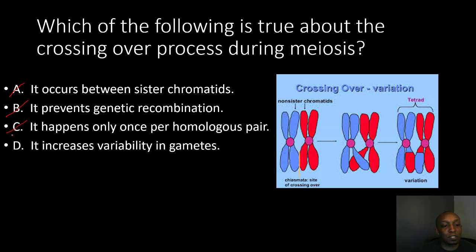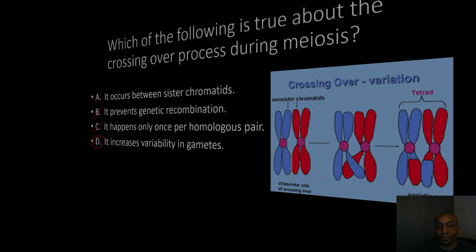So our most likely answer is going to be D. It increases variability in gametes. And the way it does that is when these non-sister chromatids cross over, that increases the amount of genetic variety, or genetic variation.